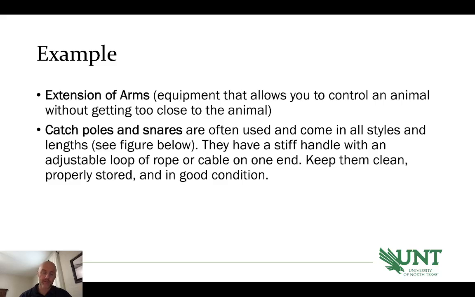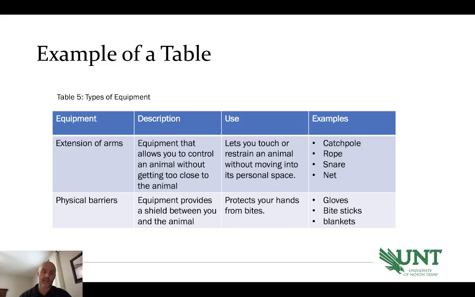So if we have something like this where we're talking about extension of arms, this is equipment that allows you to control an animal without getting too close, or catch poles and snares, stuff like this, we can organize it into a table that allows readers to really get the information they want quickly. So in this case, we have whatever the equipment is in the first column, a description of its use, and then some examples in the far right column.